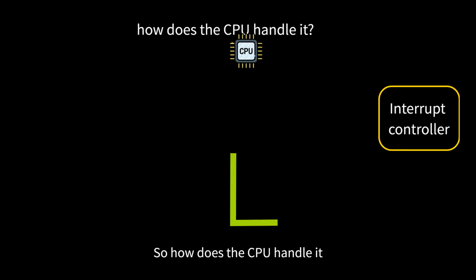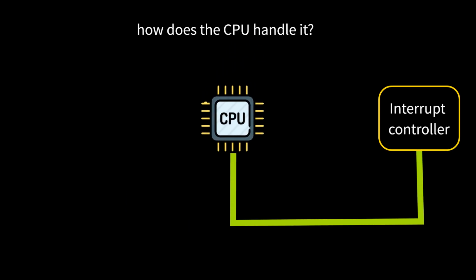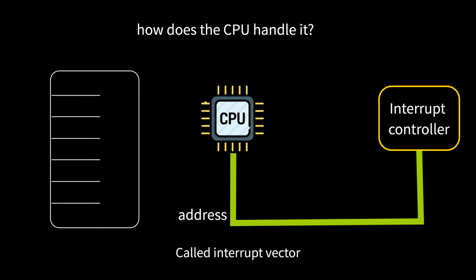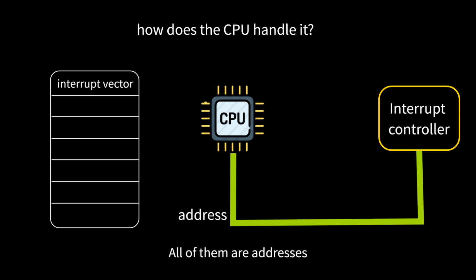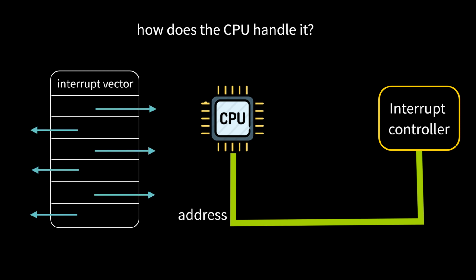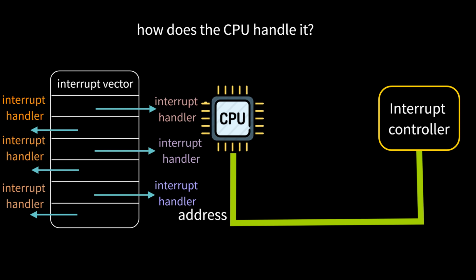So how does the CPU handle it? When interrupted, the interrupt controller will place an address on the bus. It points to a table called the interrupt vector. All of them are addresses, that is, pointers which point to the handlers for different interrupt situations. For example, the CPU does the aftermath work according to this processing program.